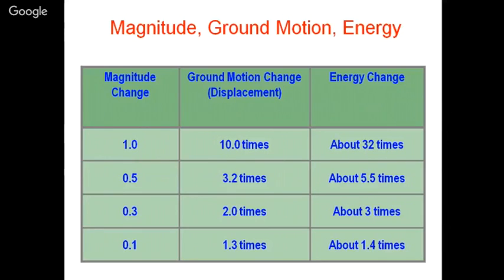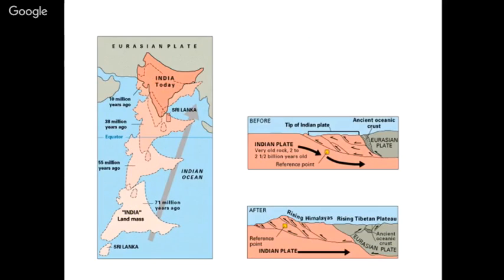And if your magnitude is changing by 0.5, that means ground motion changes 3.2 times. It is not that much as compared to your 0.3, but energy change is again huge, which is about 5.5 times. But if your magnitude is changing by a value of 1.0, that means it is coming from 6 to 7, then you can see what is the change in energy release. It is huge. It is around 32 times. So as your magnitude value moves 1 point ahead, the energy release increases 32 times.